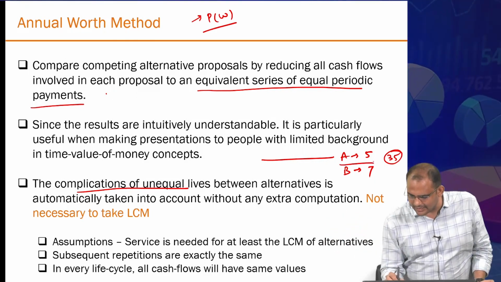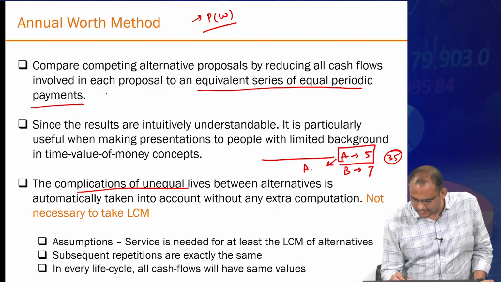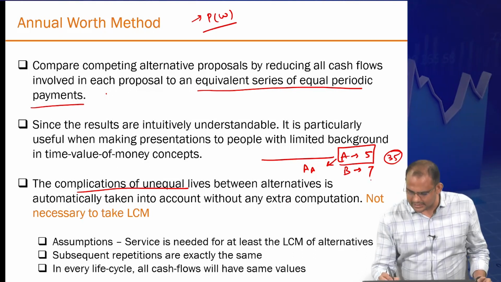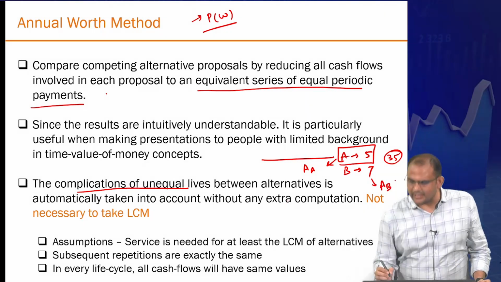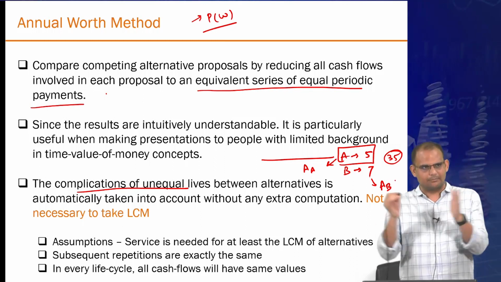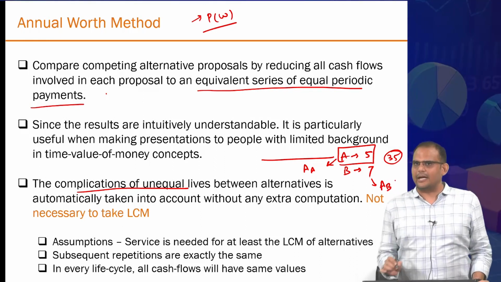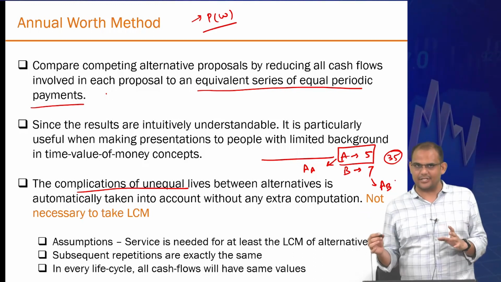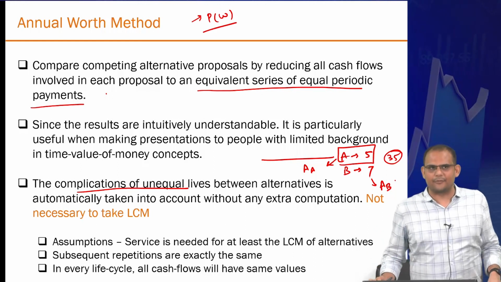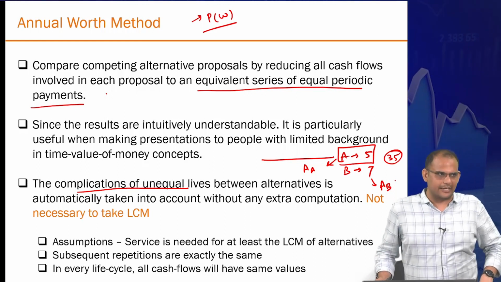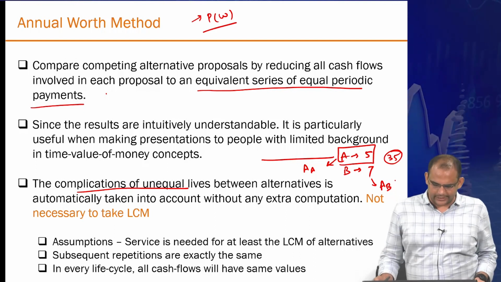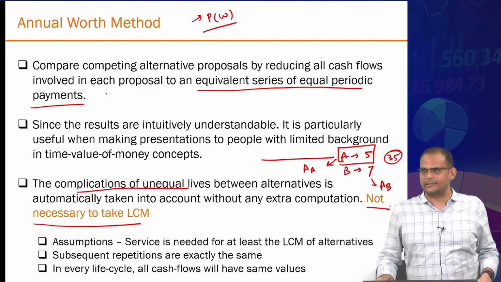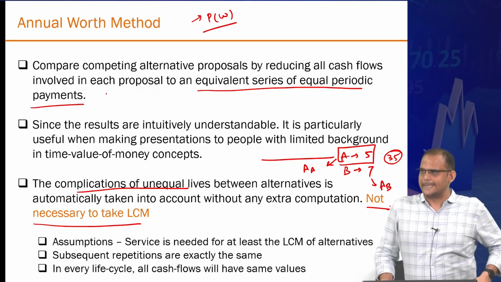You simply estimate the equivalent A value for just one series for alternative A. Similarly, you estimate the equivalent A value for just one period for alternative B, and you can directly make the comparison. You don't need to do the LCM and those kinds of calculation. Why is a food for thought for you? Tomorrow we'll start discussions from here. Okay, but essentially you don't need to take the LCM. That's the only benefit this particular method also offers. Okay.